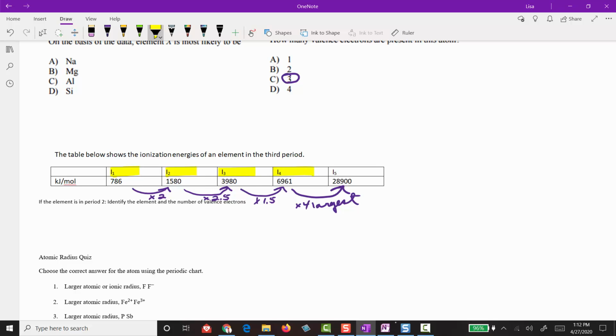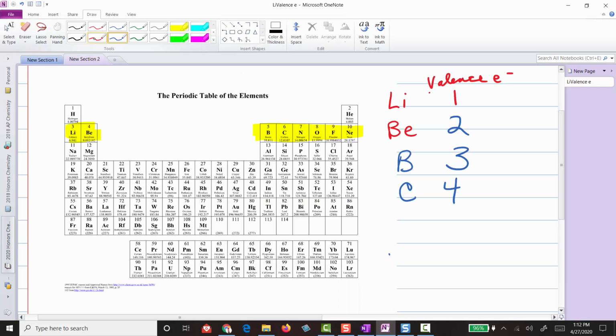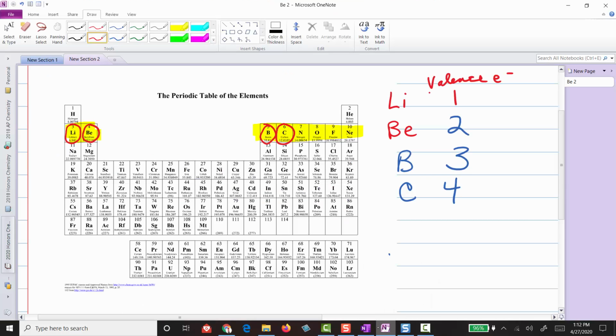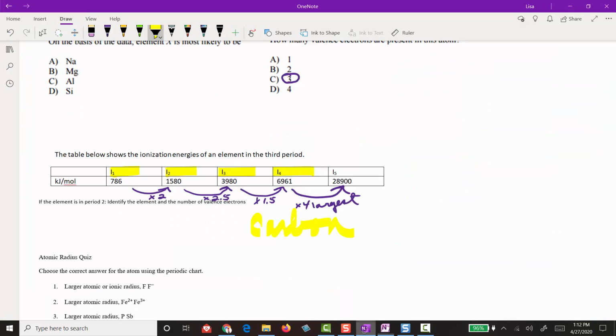So let's go back to our periodic table. 1, 2, 3, 4 valence electrons. That element is carbon, right? Go back to the periodic table. 4 valence electrons means it's carbon. So there's kind of two approaches that you can use on those types of questions.